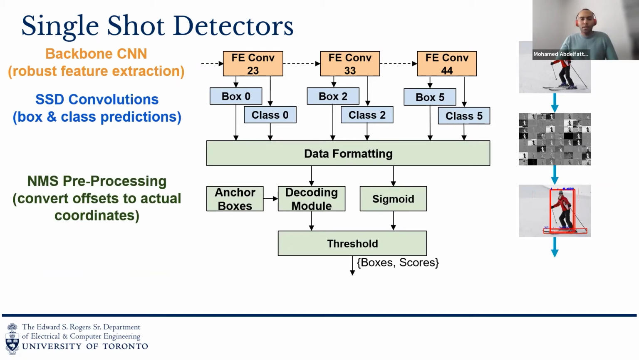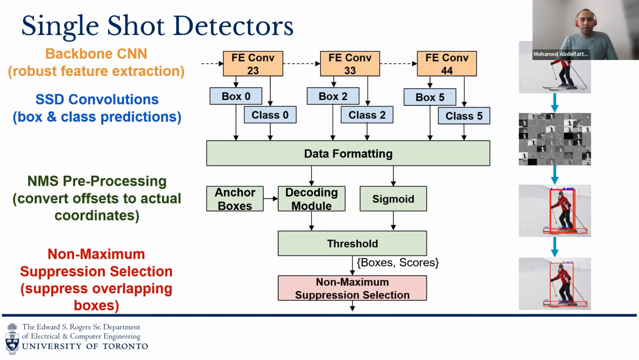So we have this stage that we call NMS, or non-maximum suppression pre-processing, where we take those offsets and we convert them to actual locations after coupling them with the predefined boxes, called the anchor boxes. And finally, we have a thresholding process where only boxes above a certain threshold pass this stage. The final stage we call non-maximum suppression selection. And in this stage, we remove all the overlapping boxes from the image, and we keep only those that are most likely within an image.